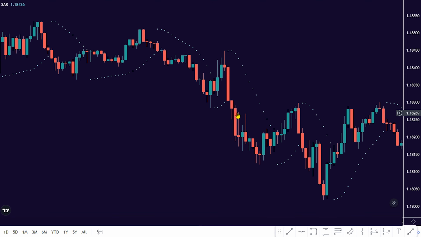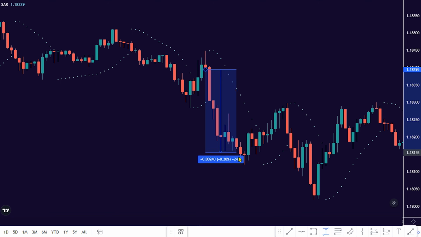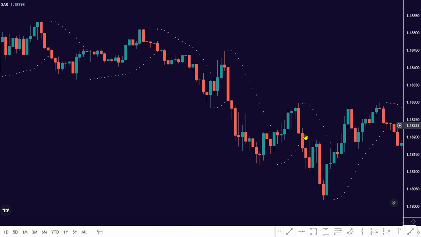Stop loss can be above the first dot formation of the Parabolic SAR indicator. We can trail our profit to each bullish pullback of the first Parabolic SAR indicator dot formation, or simply set a profit target level. We can see how the Parabolic SAR indicator helps to detect the continuation of this bearish trend.